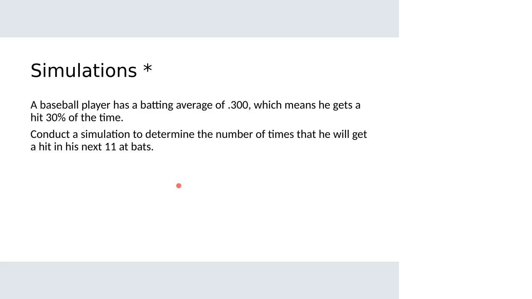Let's look at another situation. A baseball player has a batting average of 300, which means he gets a hit 30% of the time. We are going to conduct a simulation to determine the number of times he gets a hit in his next 11 at-bats. What I want you to do with this poll is we're going to do the assign the digits part, and I'm making a poll, tell me how many digits we're going to give to him getting a hit.